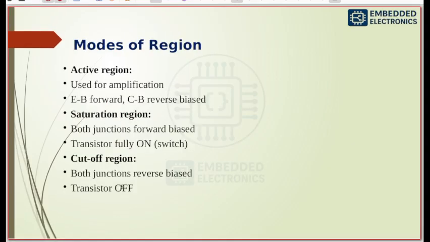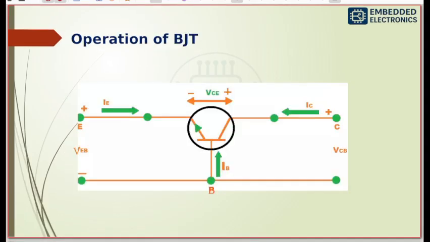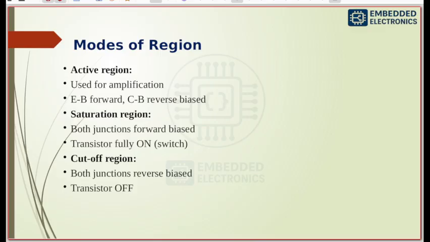And one more region is the cutoff region. Because the emitter and collector junctions are both reverse biased, the BJT is off in this condition and a very small amount of current flows from the collector to the emitter. So there is no current between the emitter and the collector. So this is about the modes of region.